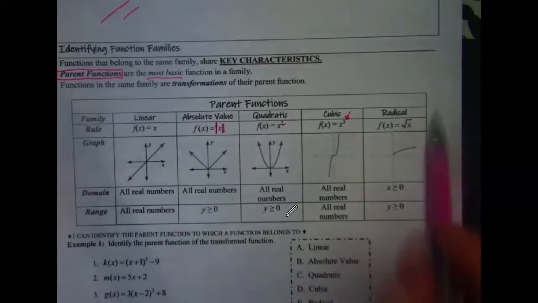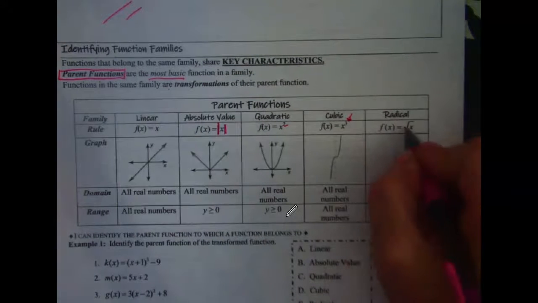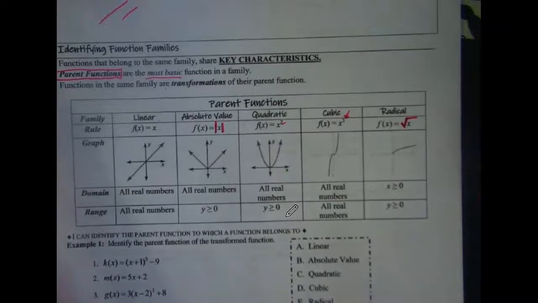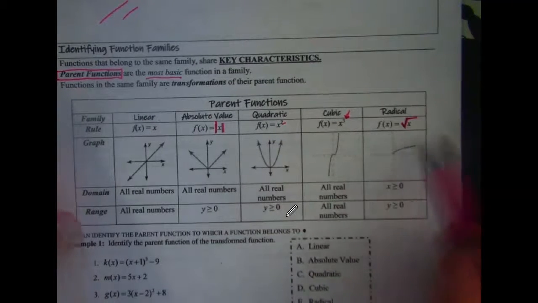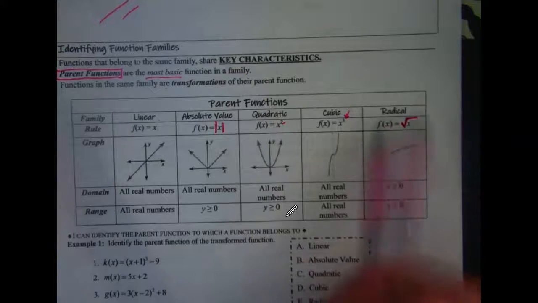Or I'm sorry, our radical functions. And that looks like you have the radicand symbol, that square root. That is what's called the radicand, so we call it the radical function. Whenever you see that, even if there's other stuff in it, the parent function is right here.